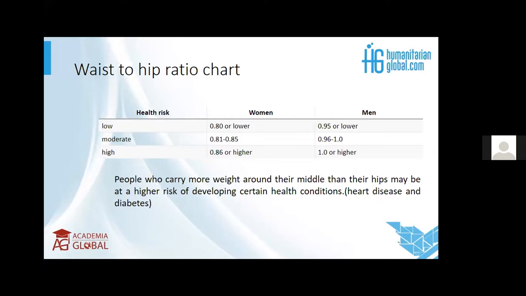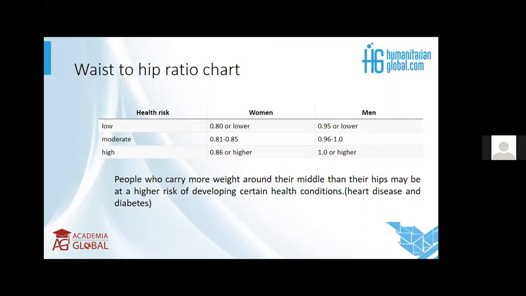Now, what are these health risks that we are talking about? We are able to mention here that the people who carry more weight around their middle section and their hips may be at a higher risk of developing certain health conditions, like insulin resistance, that is diabetes, and some cardiovascular conditions. They have a higher risk because of the situation of the fat, which contributes to some health problems when it is high in the abdominal region.